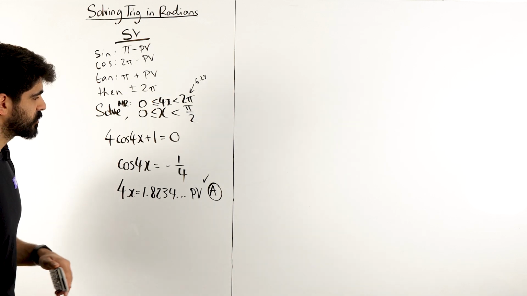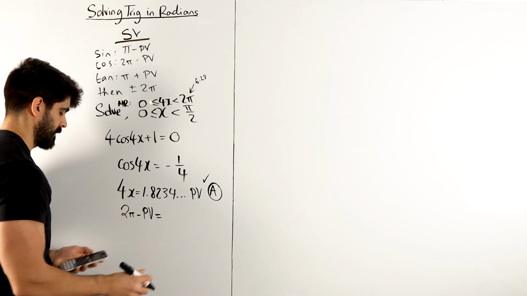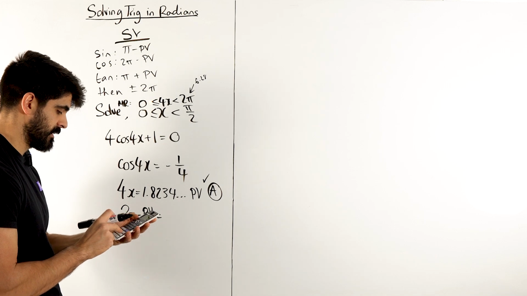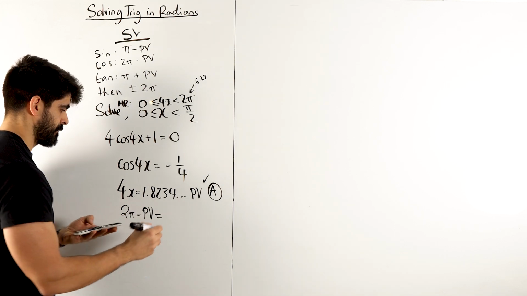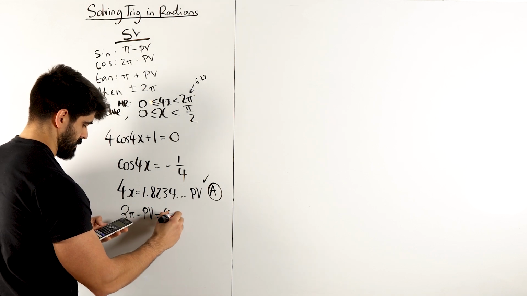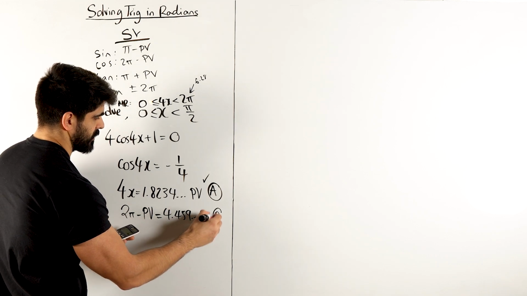Now for cosine, how do you work out the secondary value? 2 pi minus the answer. I've stored that, so I'm going to do 2 pi minus the answer, and store that as b. So that is 4.459 dot dot dot. I've stored that as b.